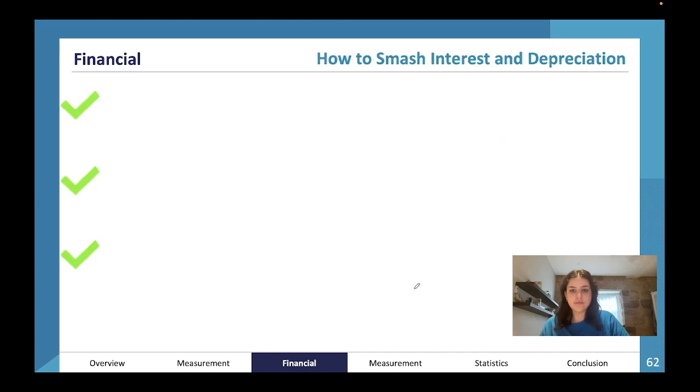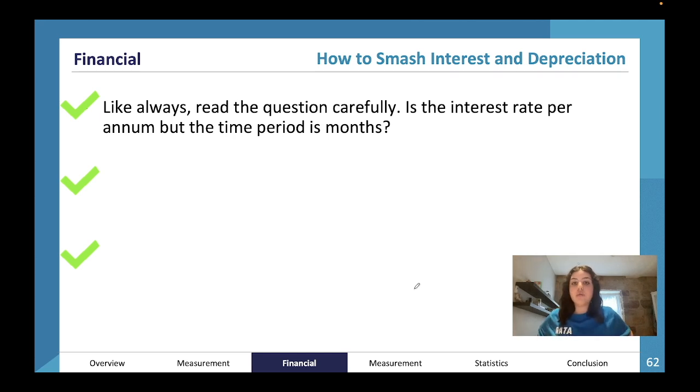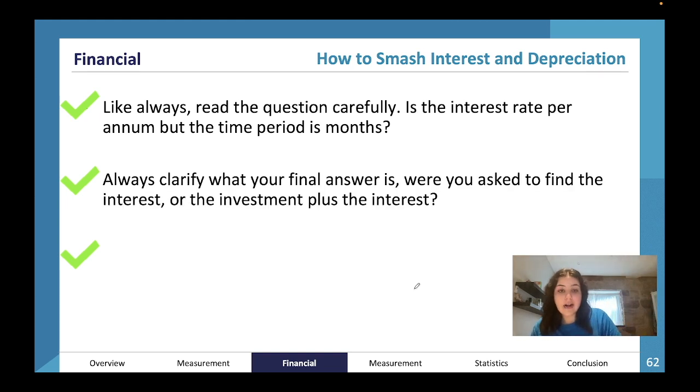Like that. All right, so how do we get all of our questions right? How do we smash interest and depreciation? Number one, read the question very, very carefully. Is the interest rate per annum, but the time period is months? You have to be able to pick out whether it says per annum, months, quarterly, daily, monthly, biannually, whatever it says. Always clarify what your final answer was. So were you asked to find the interest? Were you asked to find the investment plus the interest, the original investment? It's very important to double check that. And remember those interest and depreciation formulas.